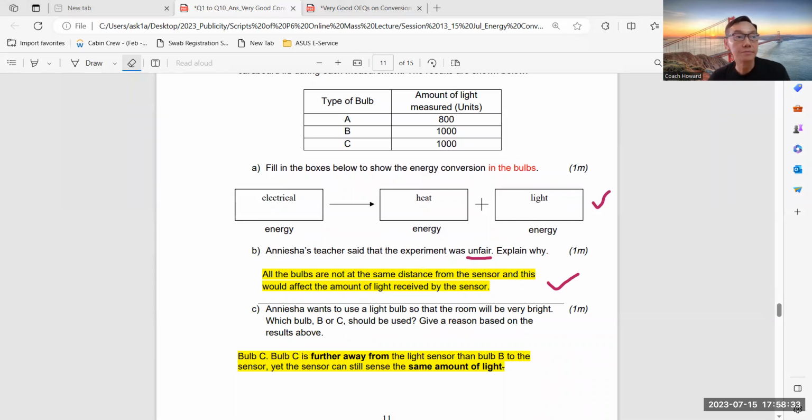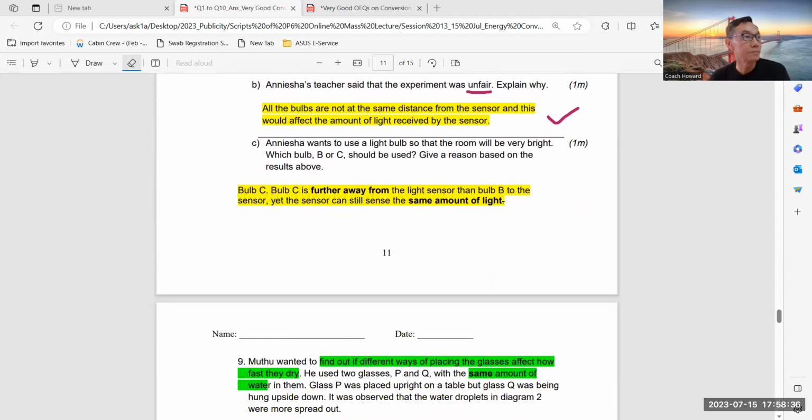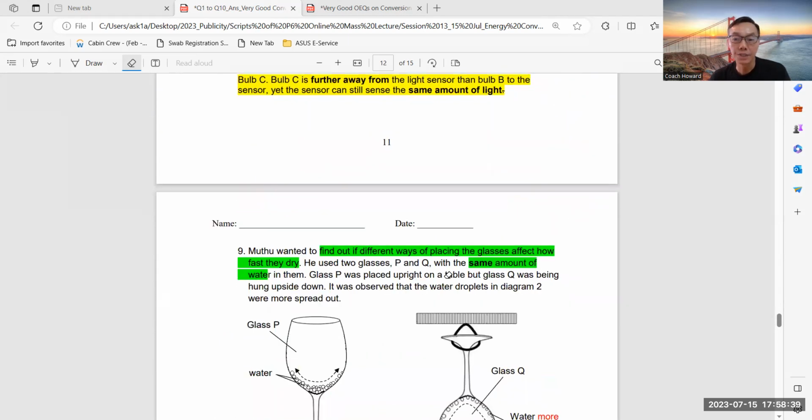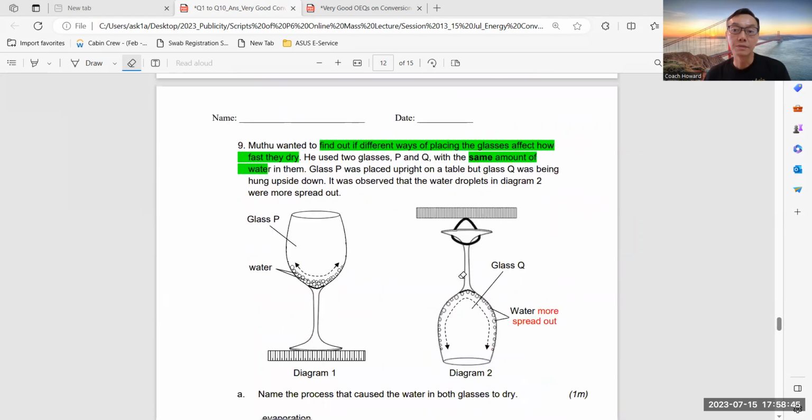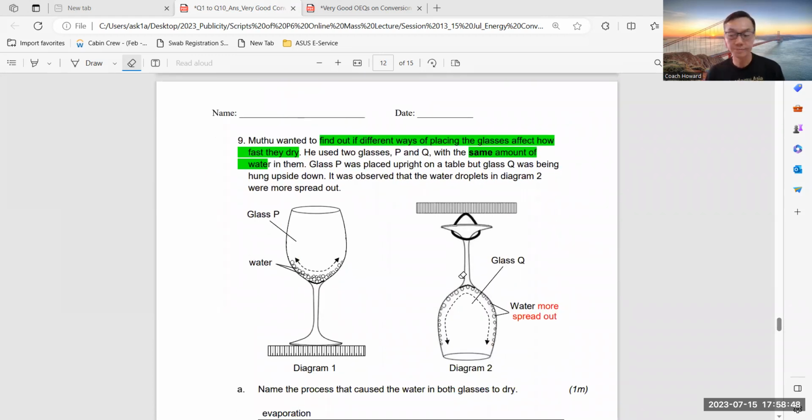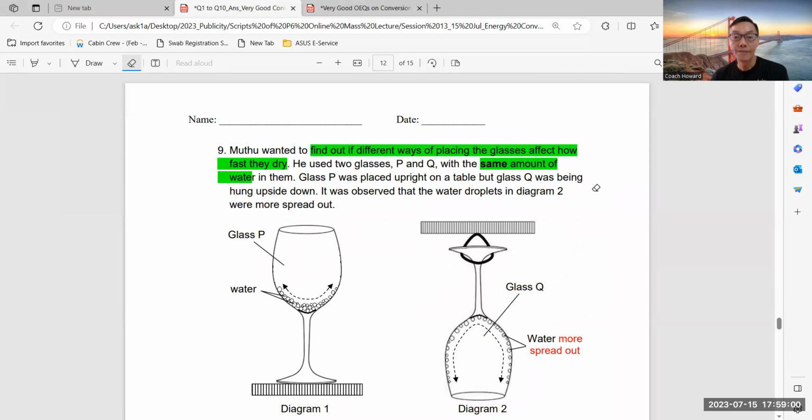Okay, next question. This is a very interesting question. I gave you some time to complete your answer previously. Muthu wants to find out if different ways of placing the glasses affect how fast they dry. He used two glasses, P and Q. P is on the left, Q on the right, with the same amount of water in them. Glass P was placed upright on the table, but glass Q was hung upside down.